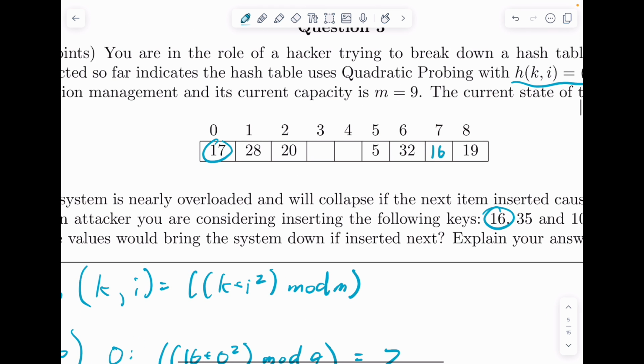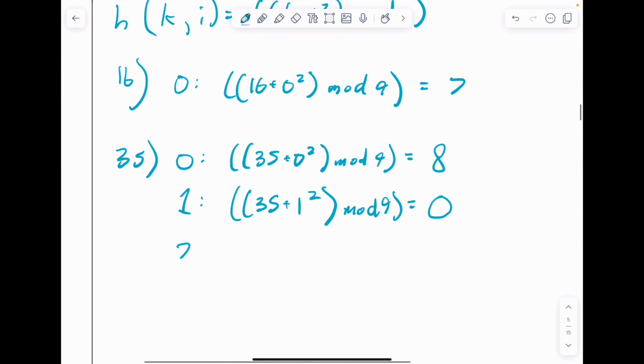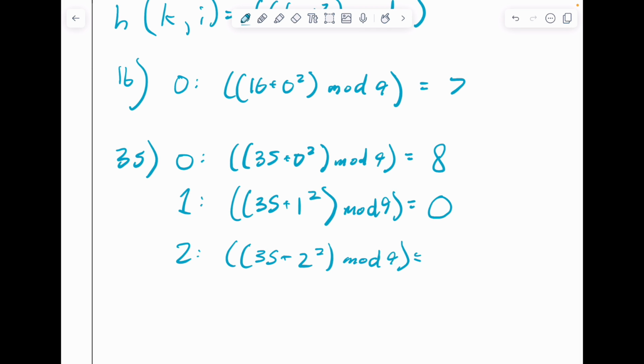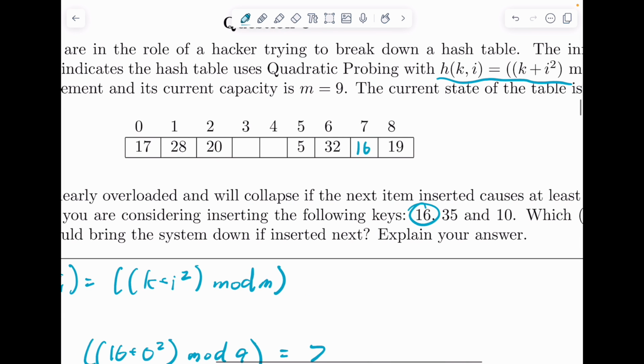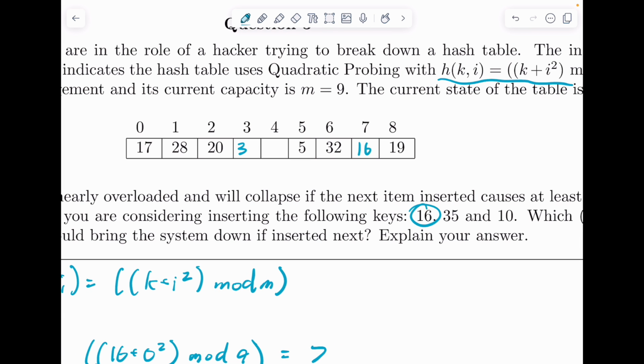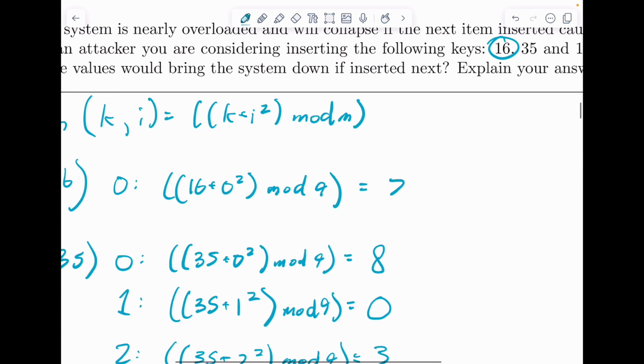Is there something at index 0? Yes, there is. This may be looking good for us. We can maybe bring down this system. So index 0 is taken, so we have to do another probe. The third probe, where i equals 2, is 35 plus 2 squared modulus 9. 35 plus 4 is 39, and 39 modulus 9 is 3. Is there something at index 3? No, there isn't. Damn it. 35 did not take down the table. So we're going to put 35 into index 3 and call ourselves failures, at least for now.